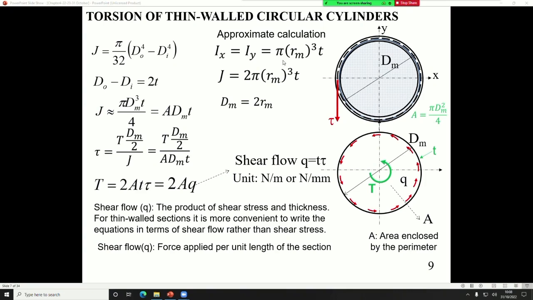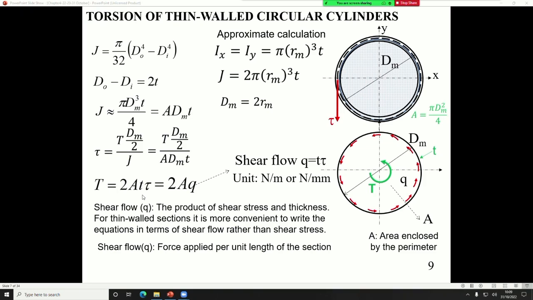So if the thickness is small and I apply torque, the shear stress, which on the previous slides had a linear variation, is now very thin, so the through-thickness variation of shear stress can be ignored. Therefore, we only have one arrow to show the shear stress, one value for shear stress because it's very thin. Based on this approximation, we can still use this equation if the thickness is uniform, but we can also say the torque applied is equal to 2 times the area enclosed by the perimeter of the section multiplied by the product of the thickness and the shear stress.